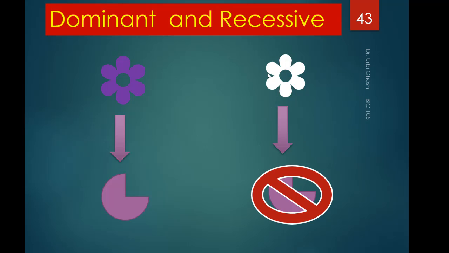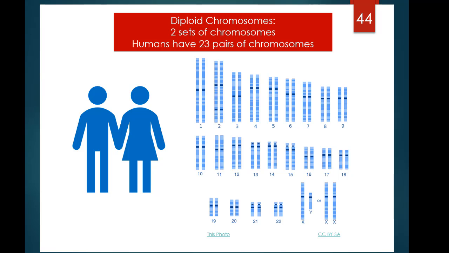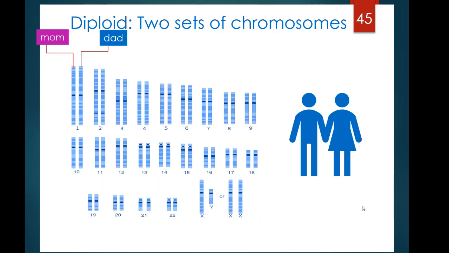There are some easily observable human traits that follow the Mendelian pattern of inheritance. Remember, we humans have two sets of chromosomes. Humans have 23 pairs, one from the father, one from the mother. We have sex chromosomes: if we're female, we get XX; if we're male, we get an XY. So of each pair, one comes from mom and one comes from dad.